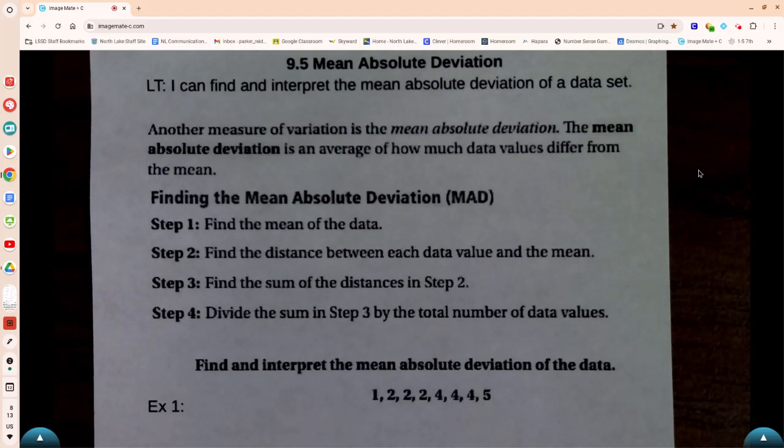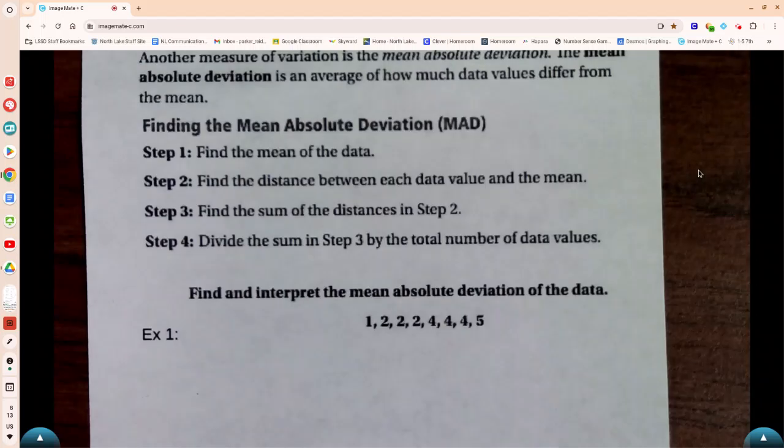So the steps to finding it. Step 1, find the actual mean of your data, meaning add them up, divide by how many there are. Step 2, you need to find the distance from the mean that each data value is. So once you have the mean, you're going to look at each of your values and say, how far away is this number from the mean that I just found? Step 3, you are going to add up all those distances. And step 4, divide by the number of values.